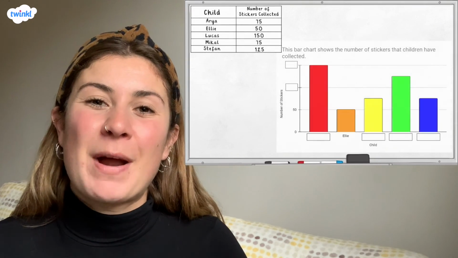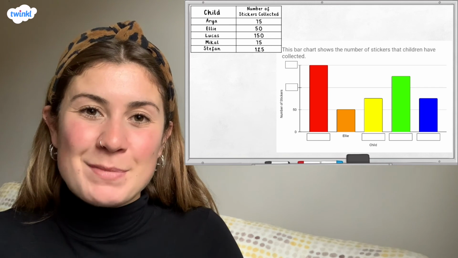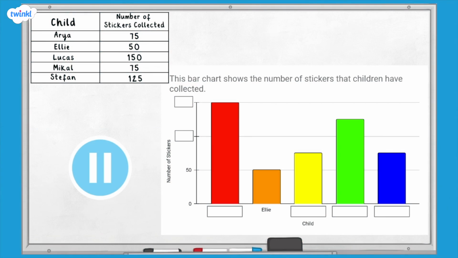Now it's time for a final challenge. This bar chart represents the data in the table. What number or words should be in each of the empty boxes? And here are the answers. How did you do?